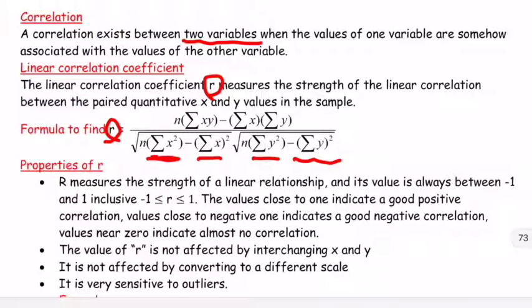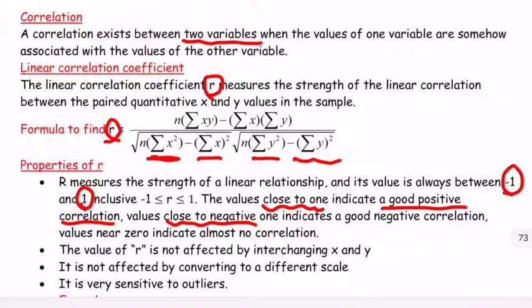The property of r is that it measures the strength of a linear relationship, and its value is always between -1 and 1, inclusive. When the value is close to 1, it indicates a good positive correlation. Values close to -1 indicate a good negative correlation.